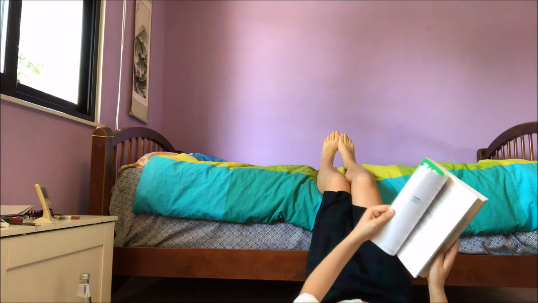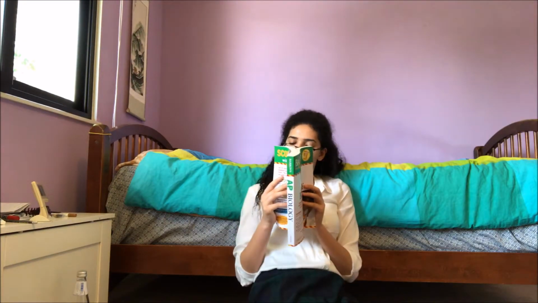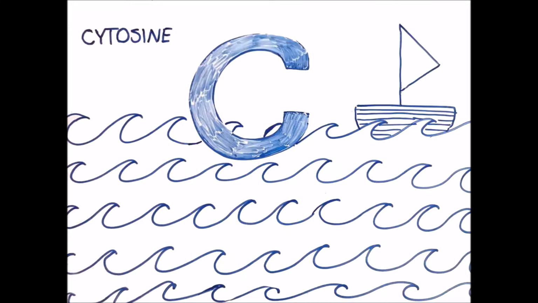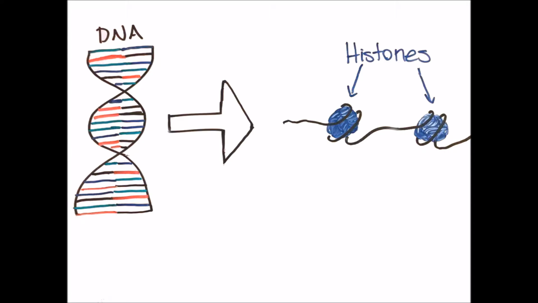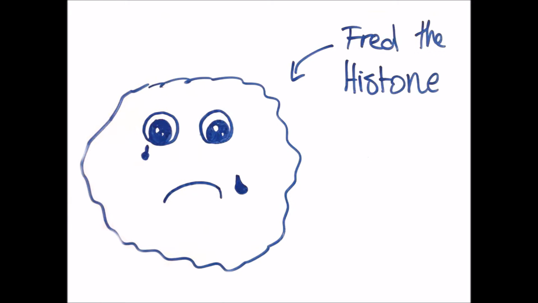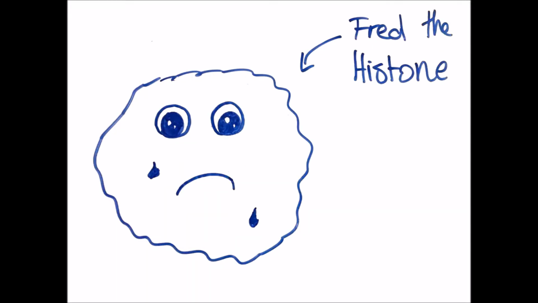Throughout your high school biology career, you probably learned a little about your A's, G's, T's, and C's, and how they're all wrapped up around these little beads called histones. And that's about it. Poor histones never get mentioned again. But there's more to histones than meets the eye in a high school biology book.